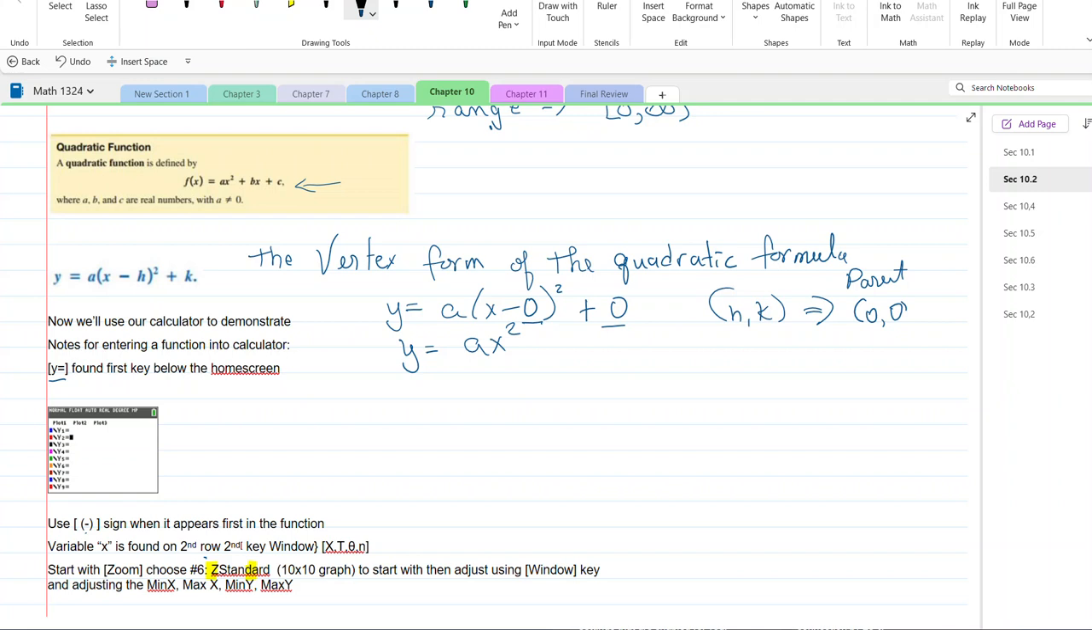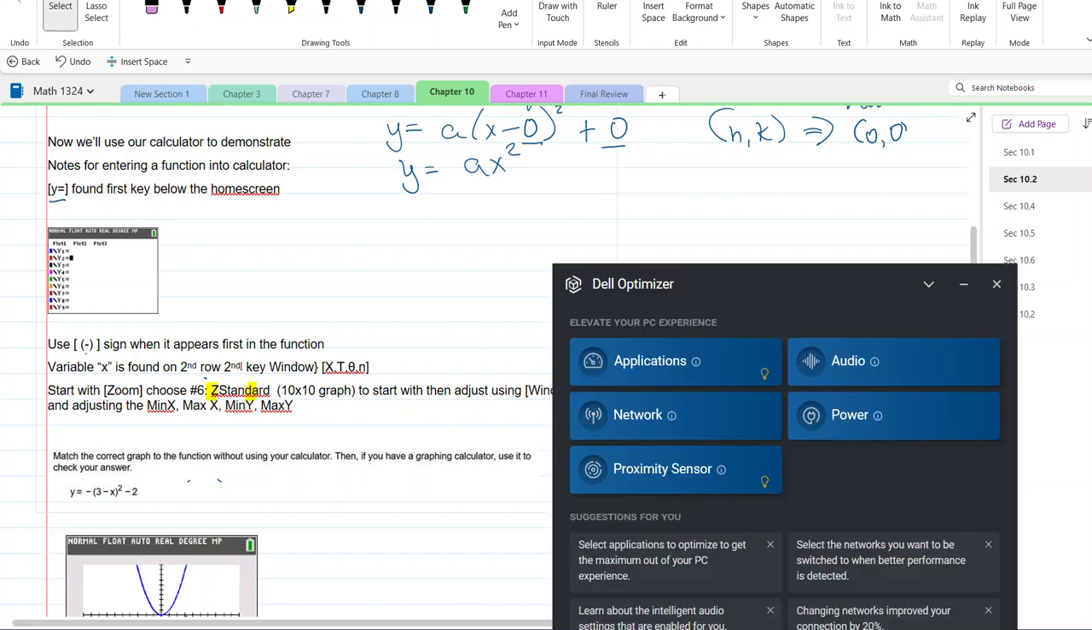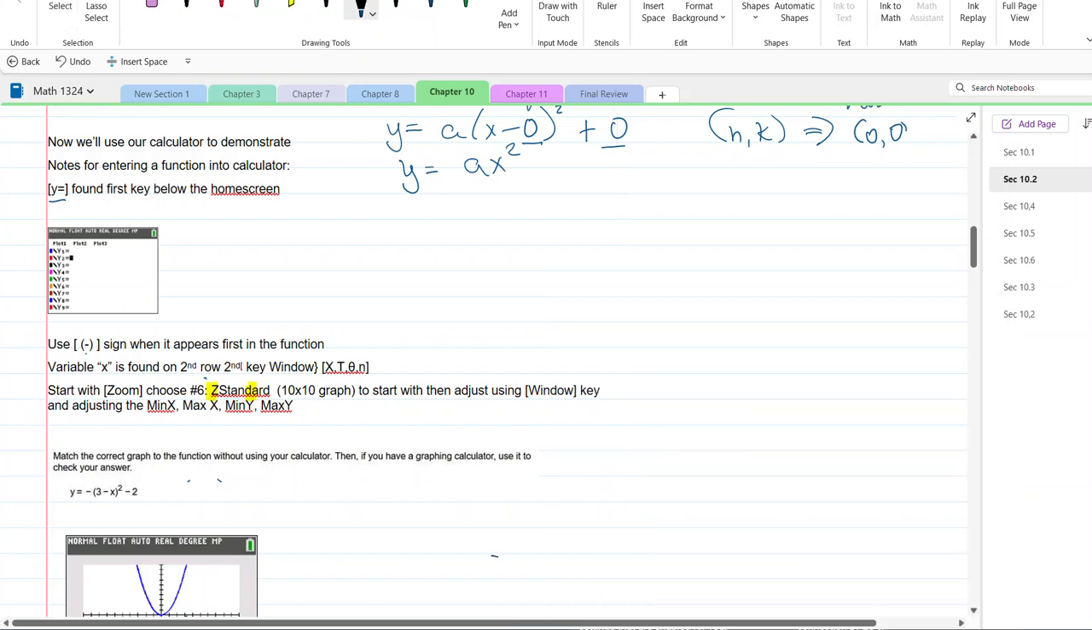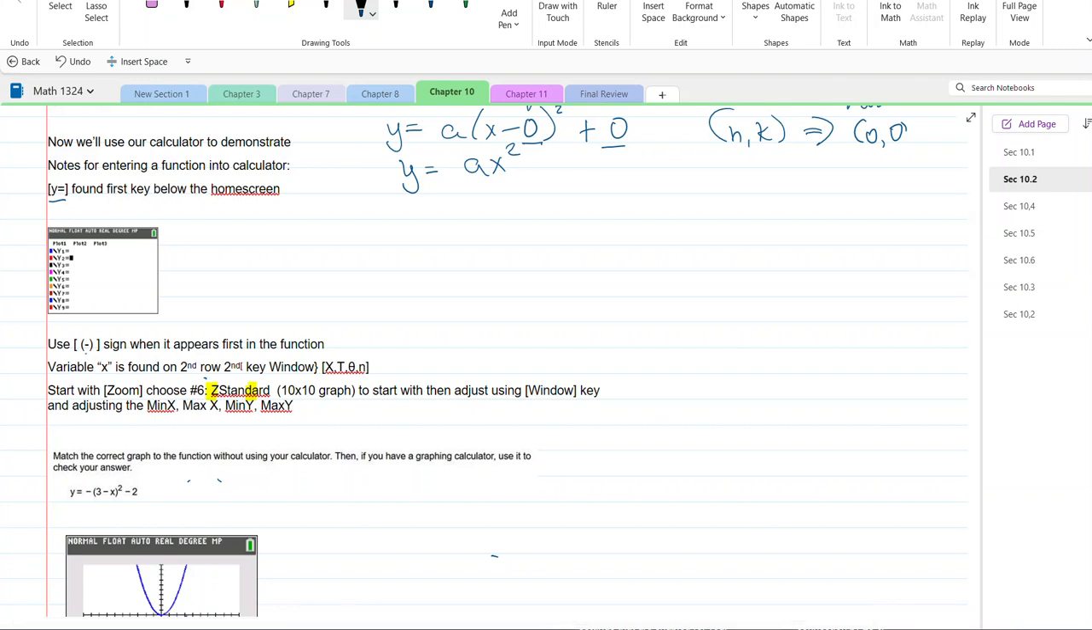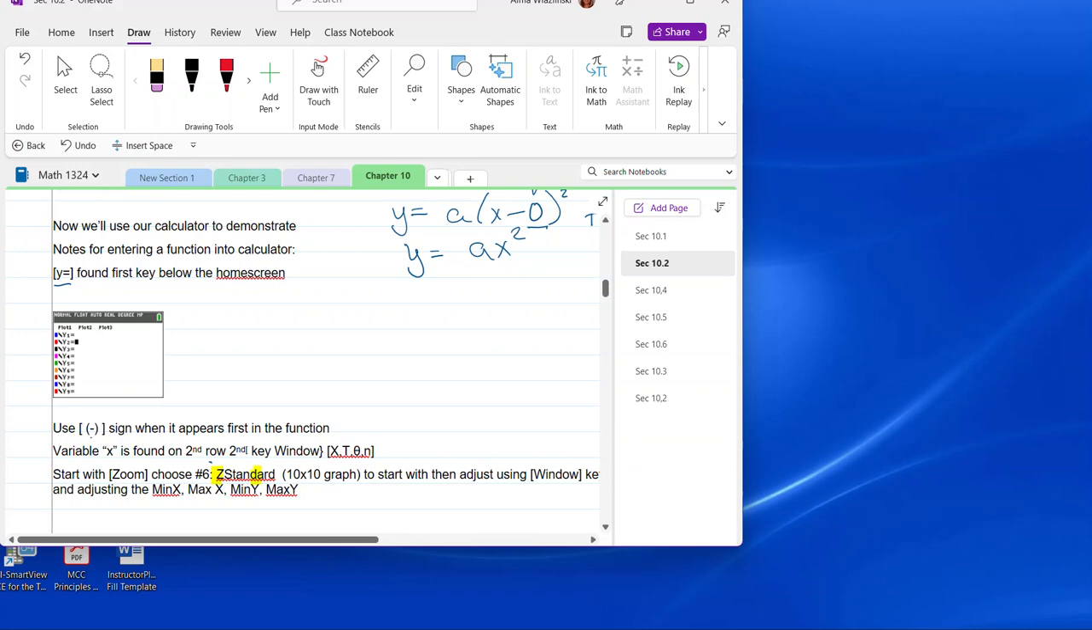Okay, so let's talk about our calculator. So we want to, let me turn that on. Sorry about that. Turn on my calculator. So isn't that crazy? Let me go like this. Where did it go? Right there.